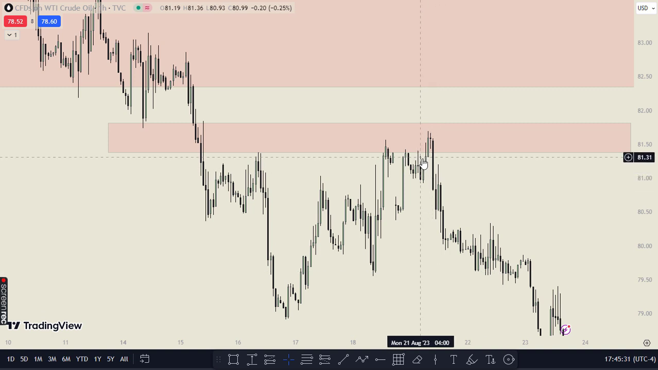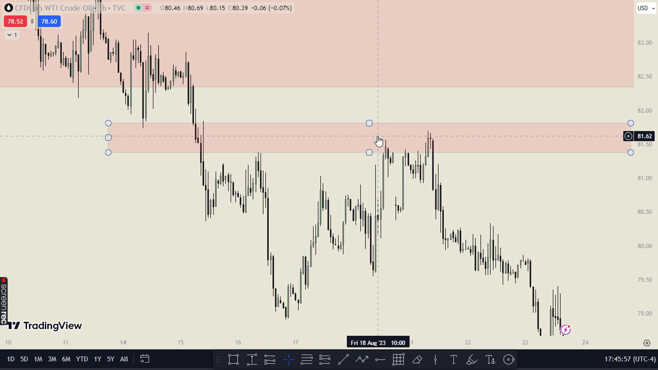So my first entry was somewhere around here. This is my first entry. It was during the London lunch hour. But I was expecting a raid on this swing right here, this failed swing. So this is low resistance liquidity, and I was expecting a raid on both of them. And then we create high resistance liquidity. So I put my limit order right here.